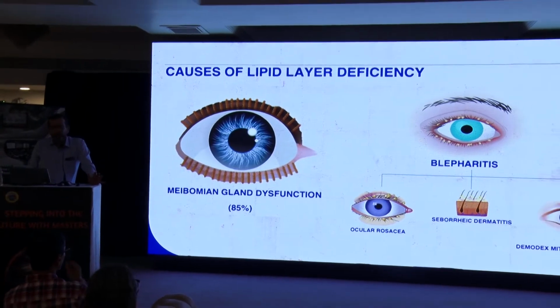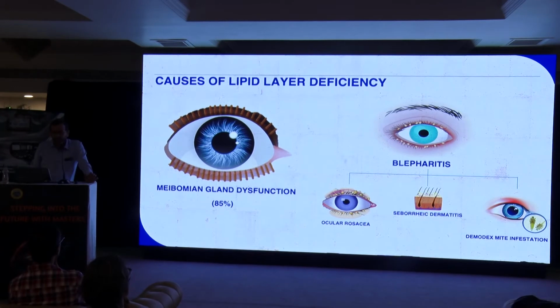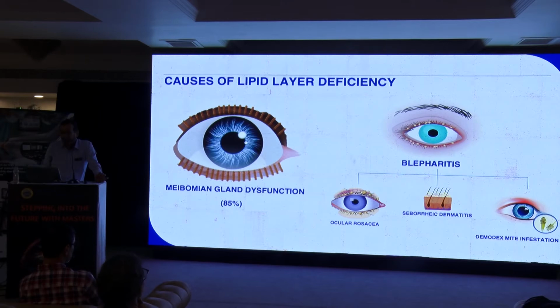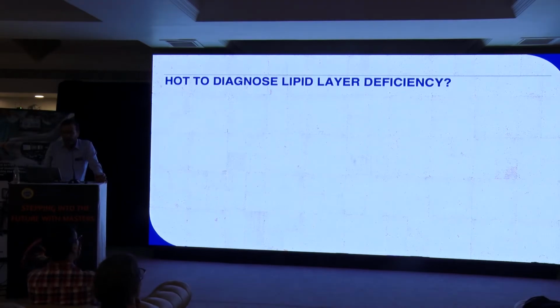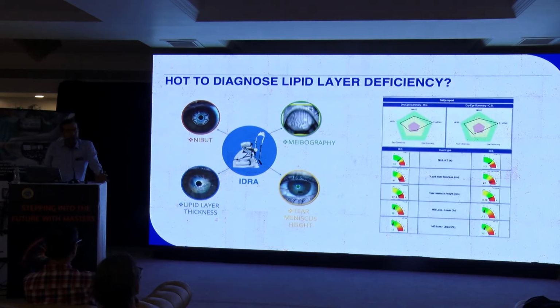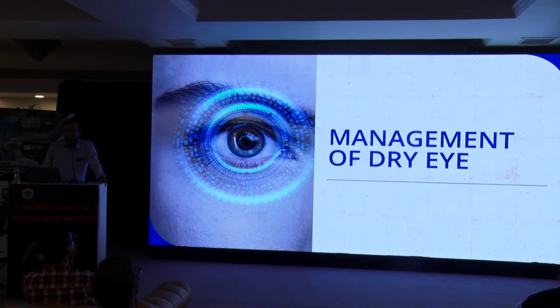The basic cause of lipid layer deficiency is meibomian gland dysfunction and blepharitis, which could be rosacea blepharitis, seborrheic dermatitis, or due to Demodex infection. So how does one diagnose the lipid layer deficiency? The most common is doing an ocular surface analysis with an IDRA, which will give you the NIBUT, that is the non-invasive breakup time, and a meibography to know the condition of the meibomian glands. The lipid interferometry will give you the exact condition or position of the lipid layer and the tear meniscus height.